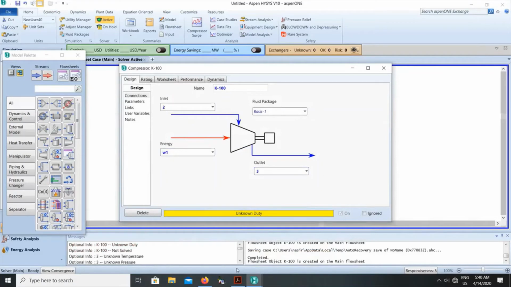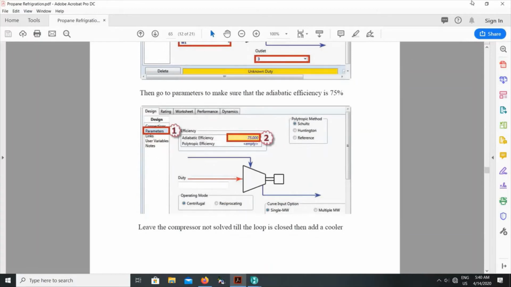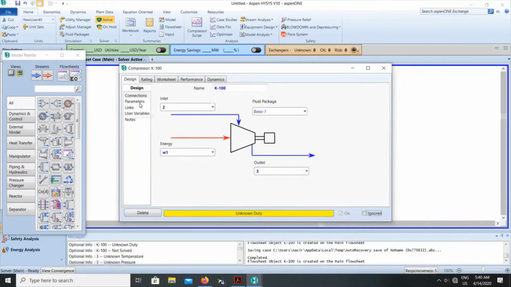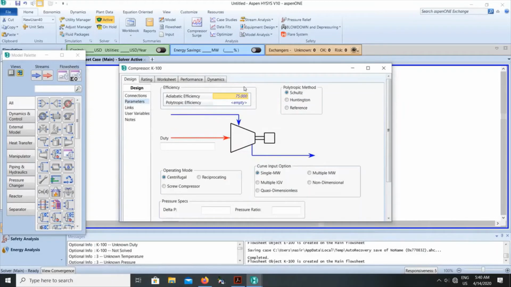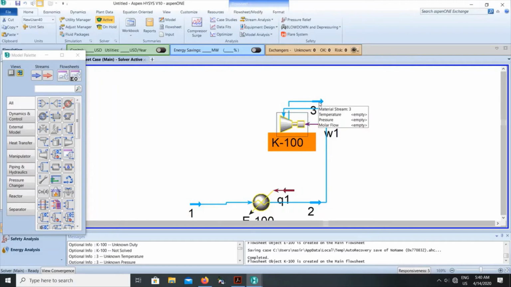Once you provide this information, the only information that you have for the compressor is the adiabatic efficiency. You go to the parameters and you can provide the adiabatic efficiency, which is 75 here. The only information we have for the compressor is 75% adiabatic efficiency. Close this one. Now it looks this side. So you can select this compressor, because the compressor is showing this side, but we need to show this one on this side.